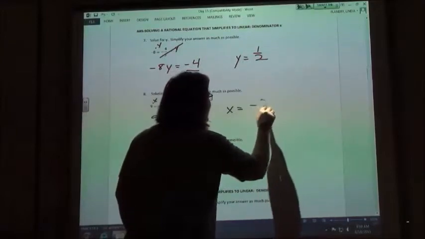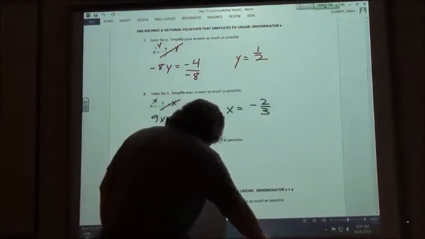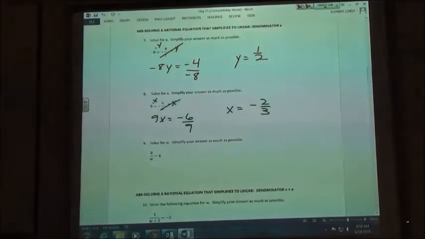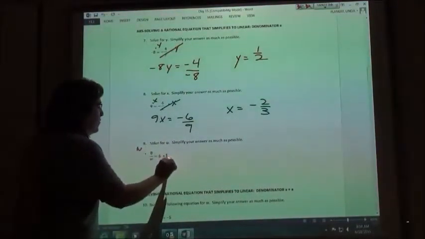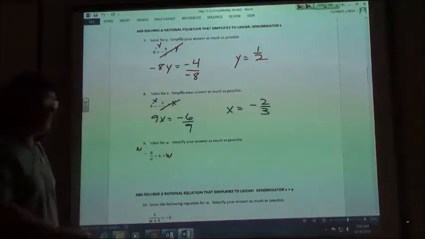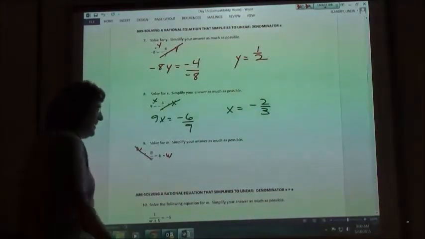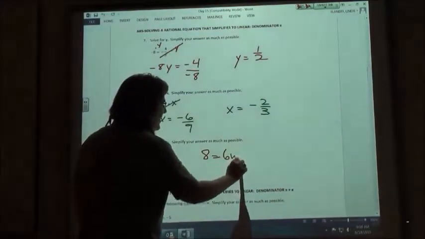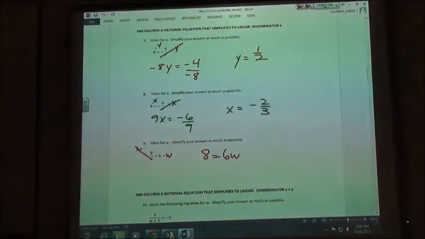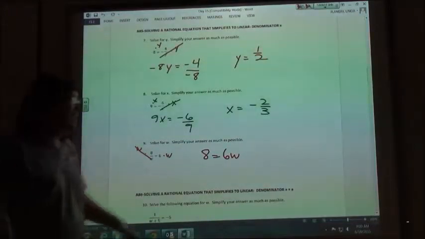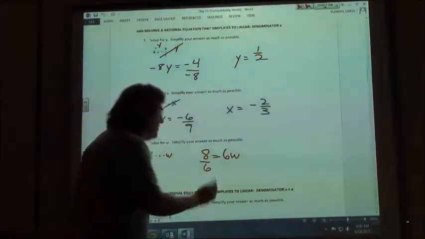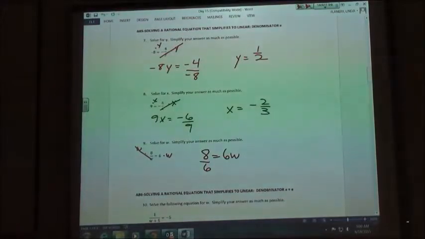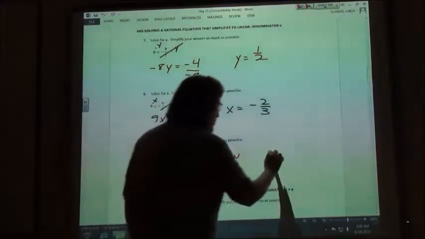Negative 2/3. So number 9, if we're going to solve that, we're going to multiply by w. I'm going to have 8 equals 6w. And then I have to divide by my 6, and so my answer is w equals 4/3.